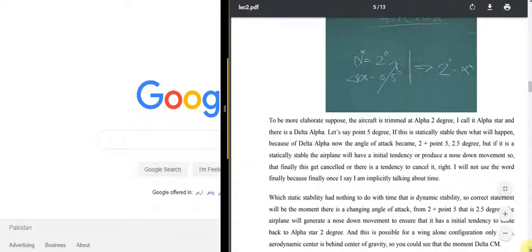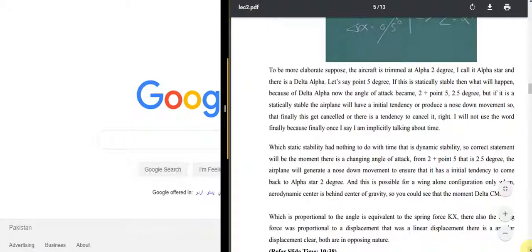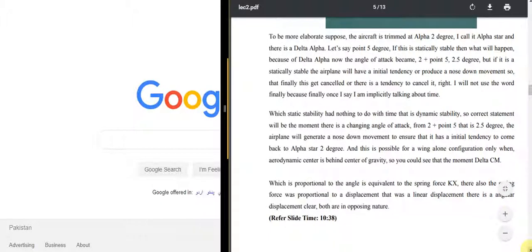I will not use the word finally, because once I say finally, I am implicitly talking about time, and static stability has nothing to do with time. That is dynamic stability. So the correct statement will be: the moment there is a change in angle of attack to 2.5 degrees, the airplane will generate a nose down moment to ensure that it has an initial tendency to come back to alpha star, 2 degrees. And this is possible for a wing alone configuration only when the aerodynamic center is behind the center of gravity.